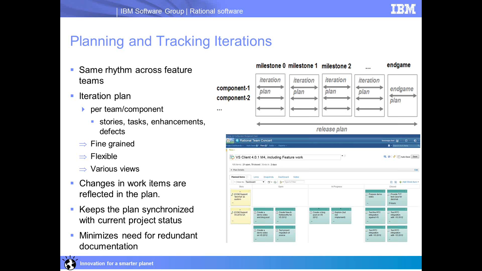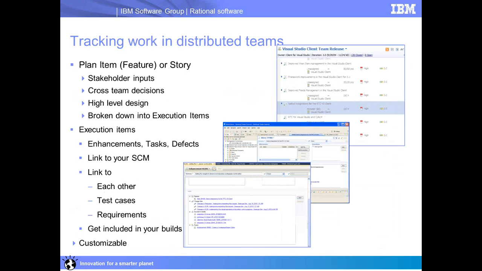Tracking work in distributed teams, we've talked a bit about this already. The way we work is that we have a plan item that is essentially customer focused. It's a customer user story, right? There we have stakeholder inputs from customers and product management. We have cross-team decisions, right?